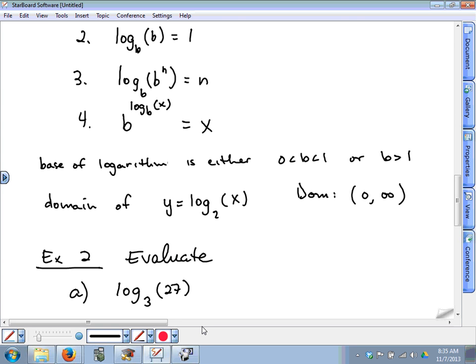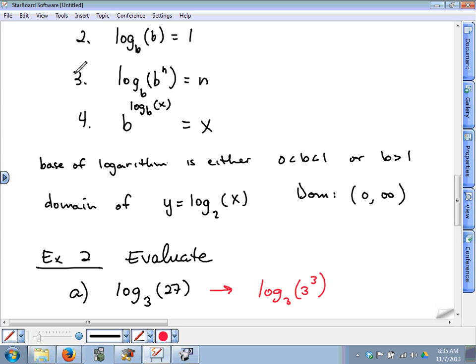The more you do with these, most of you, I would imagine, can start doing these in your head in like 2 seconds. 27 is a power of 3. So you would need to rewrite 27 as 3 to some power. What power of 3 is it? So you would want to rewrite this as the log base 3 of 3 to the third. Why would you want to rewrite it that way?